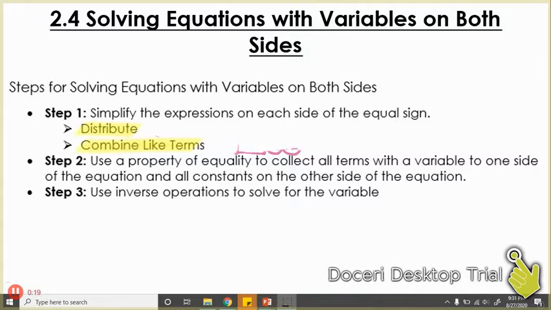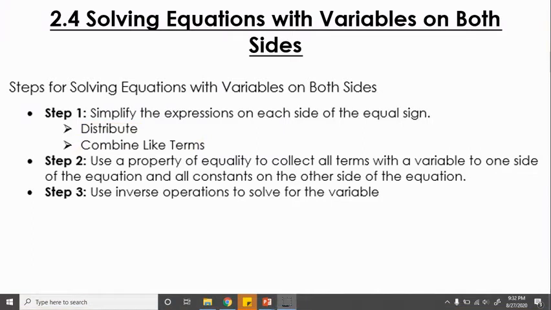After you simplify both sides of the equal sign, we are going to treat it just like we did the other day. We're going to use a property of equality to get all of our variables on one side of the equation. So what we do to one side of the equation, we have to do to the other. And the way we do that is we use the inverse operations.